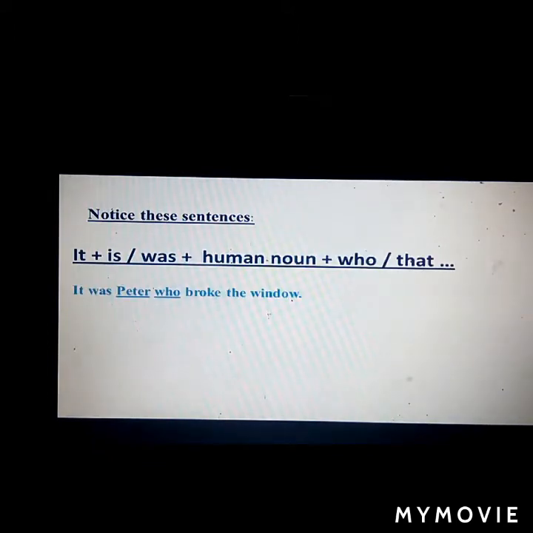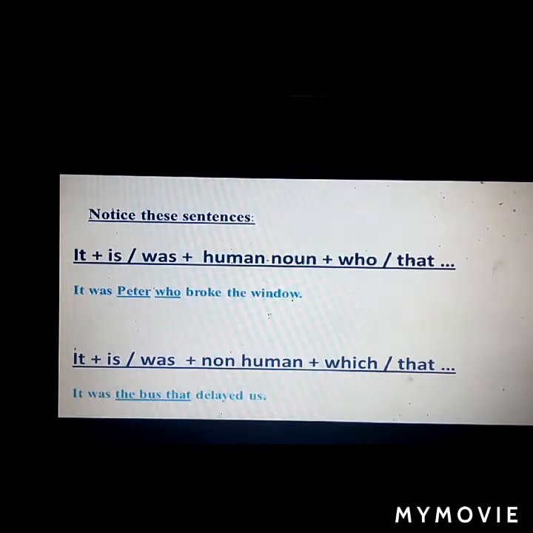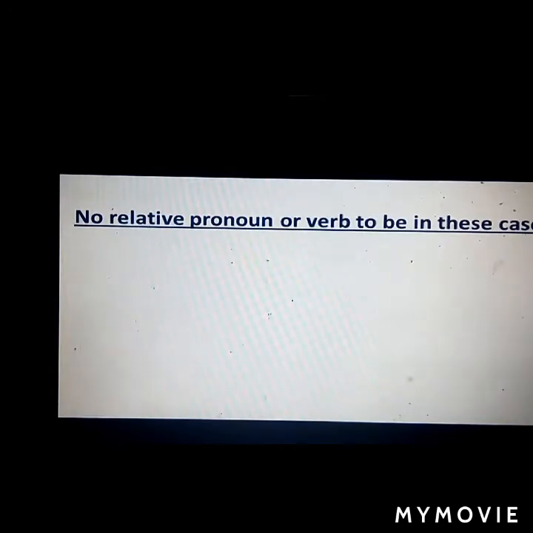It is or was with non-human: we use which or that. It was the bus that delayed us. Bus is non-human; I used that, or I can use which, after it was at the start of the sentence. No relative pronoun or verb to be in these cases: I won't use the pronoun or the verb to be am, is, are, was, were in these cases.